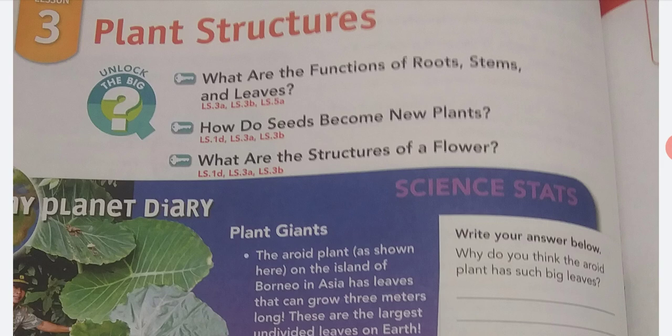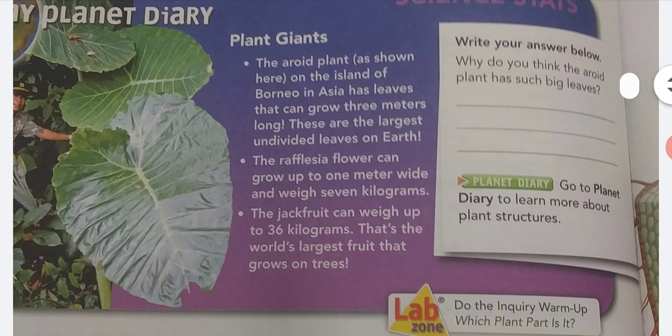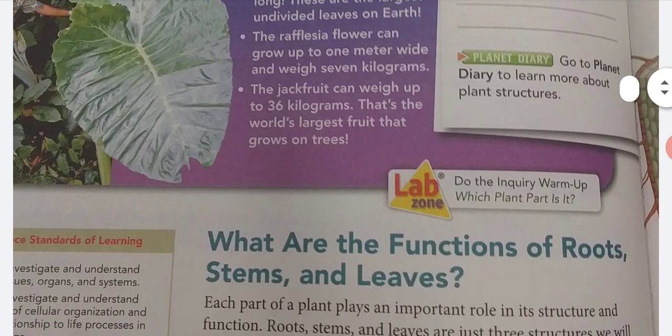We're on Chapter 10. This is Lesson 3, Plant Structures. My Planet Diary. Plant Giants. The aroid plants, as shown here, on the island of Borneo in Asia, have leaves that can grow 3 meters long. These are the largest undivided leaves on Earth. The Rafflesia flower can grow up to 1 meter wide and weigh 7 kilograms. The jackfruit can weigh up to 36 kilograms. That's the world's largest fruit that grows on trees.